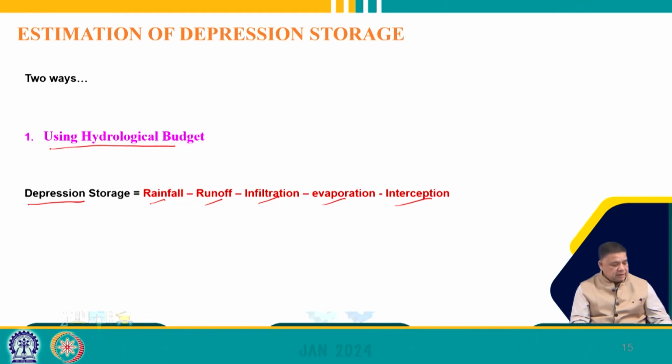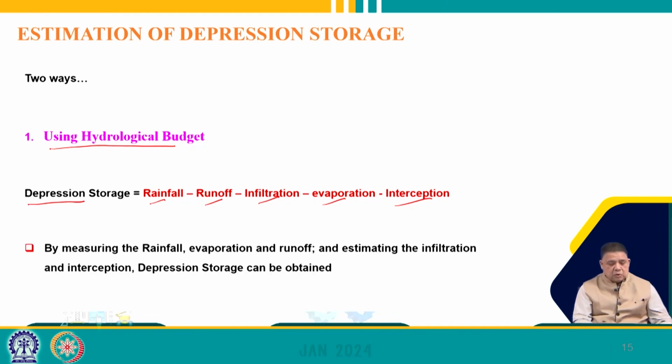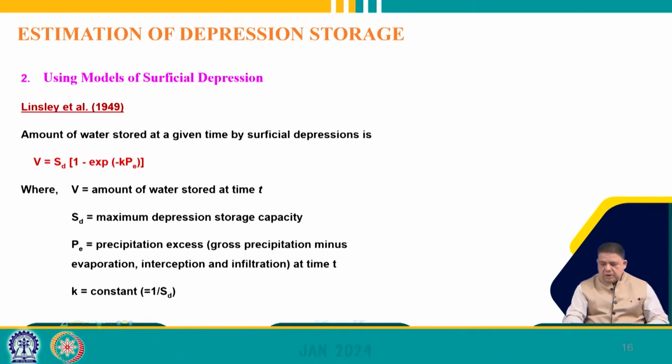These are the various variables involved in the hydrological cycle. If we have the values of rainfall, runoff, infiltration, evaporation and interception, then we can estimate depression storage. Out of these, rainfall, evaporation and runoff can be measured, and infiltration and interception can be estimated, and thus we can find out the depression storage. So, this is one way of estimating depression storage, that is, by using the hydrological budget equation.